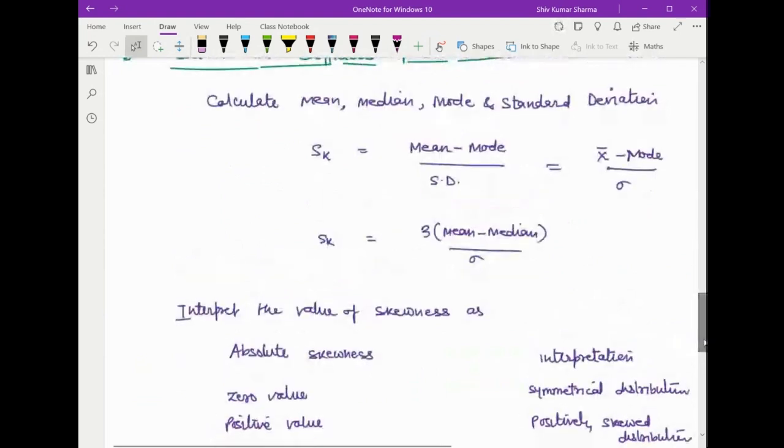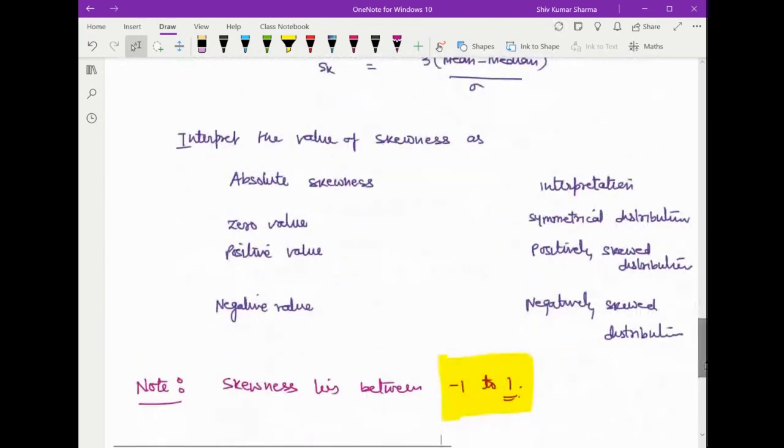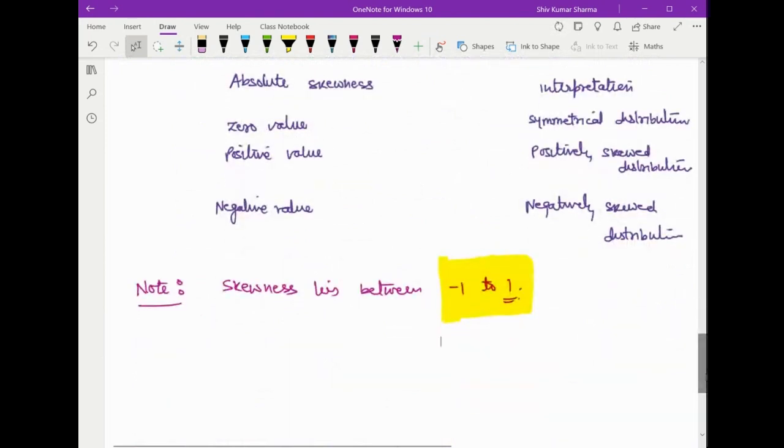Obviously we have solved problems related to mean, median, mode, and standard deviation. Similarly, we take one problem related to skewness. Then afterwards we will discuss the next method. So note down the problem.